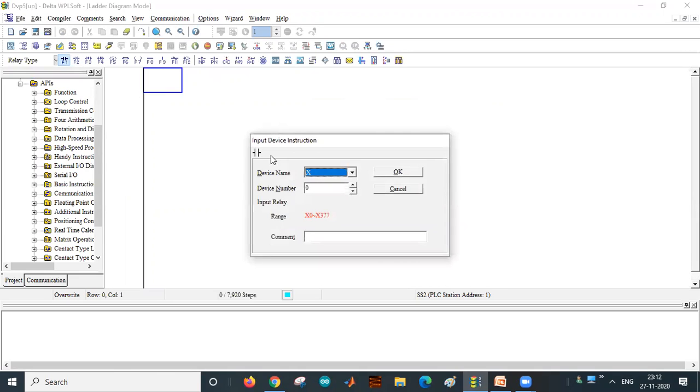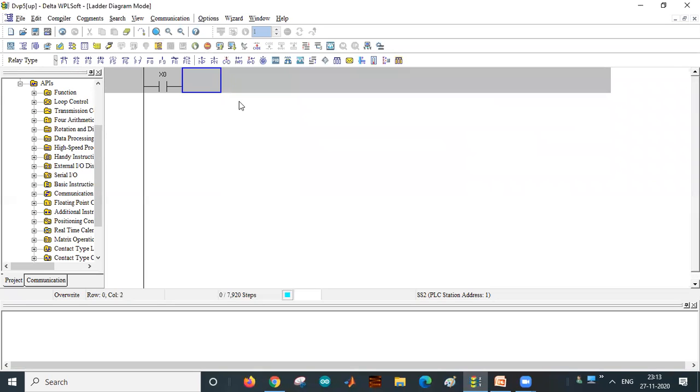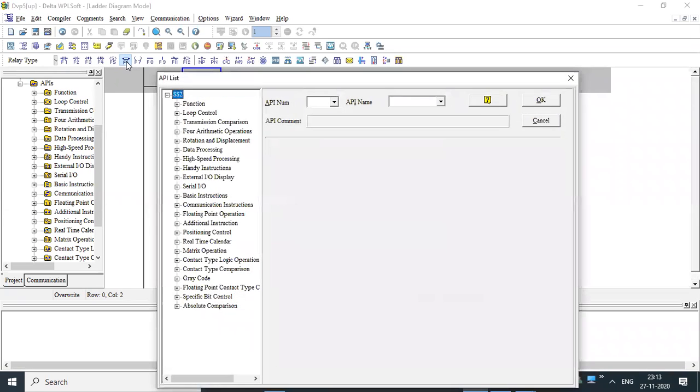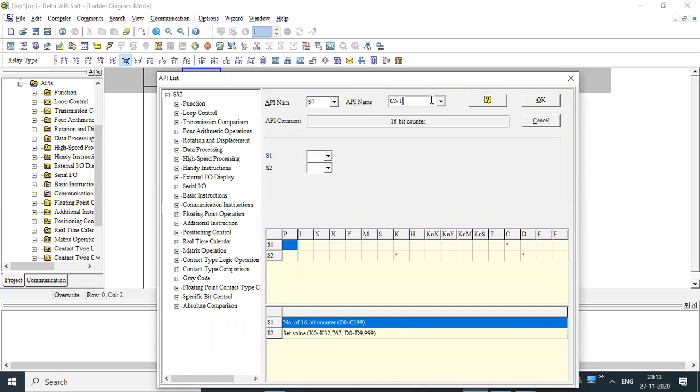Right. So if your photoelectric sensor detects the product, X0 will turn on. Whenever X0 is on, the counter has to turn on. Right. So the counter has to turn on in the sense that the counter has to increment its value by 1. Right.